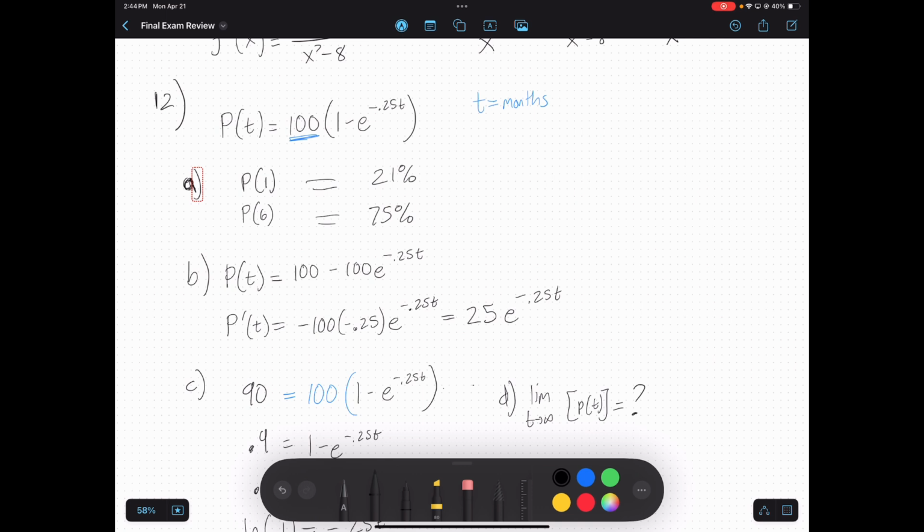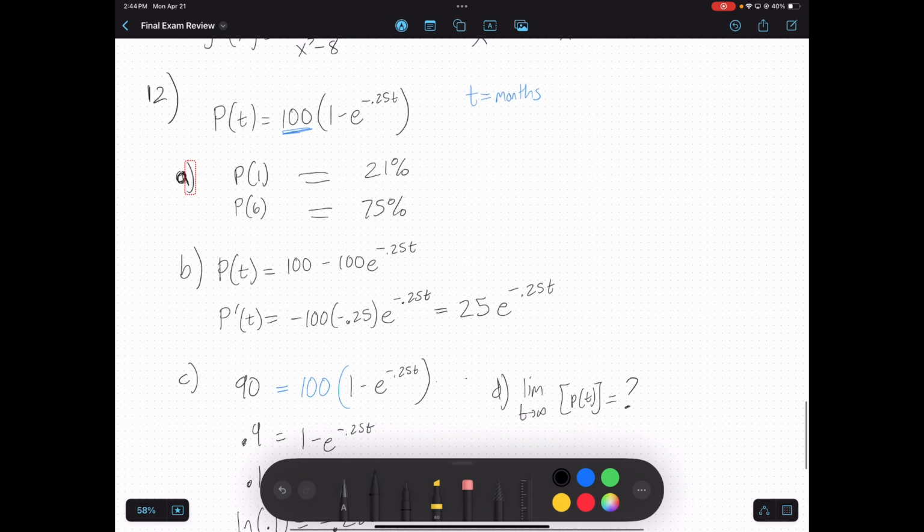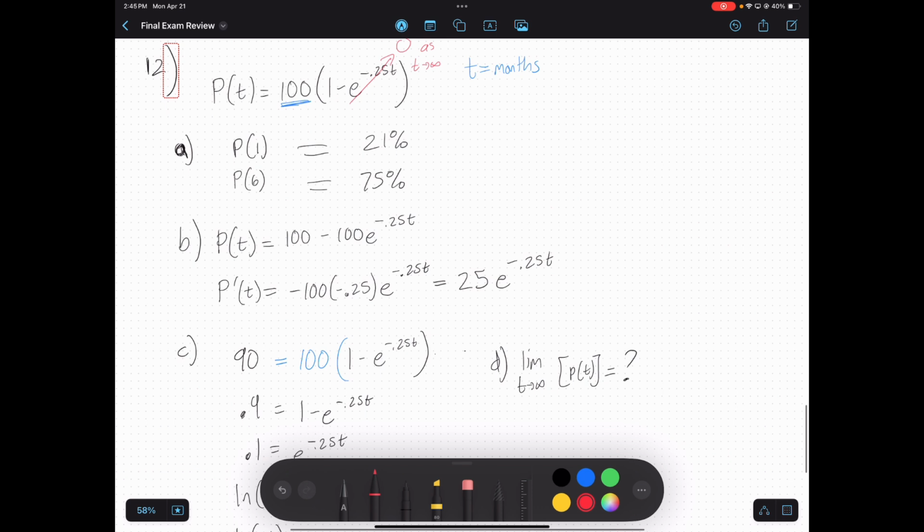Yeah, the exponent goes to negative infinity, and e to the negative infinity just approaches 0. So this term will approach 0 as t gets infinitely large. So in that case, what are you left with? You're just left with that 1. And then 100 times 1 is 100.